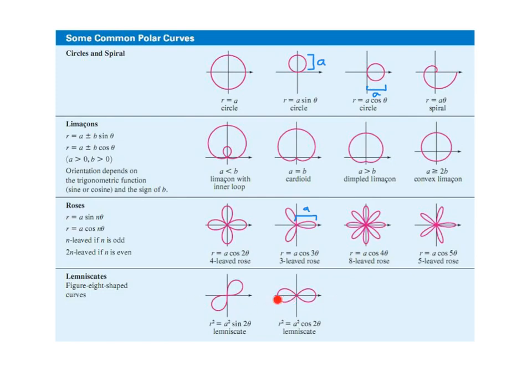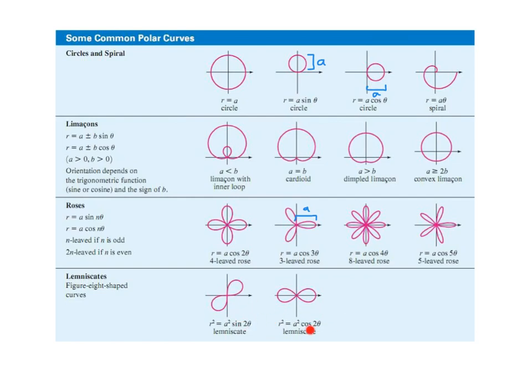Okay, the last category of some common polar curves you might see are called lemniscates. They're these figure 8 shaped curves. They kind of look like infinity symbols. So these are the 2 forms that you might see. They're really a dead giveaway because here we have r squared equals a squared times the sine of 2 theta.